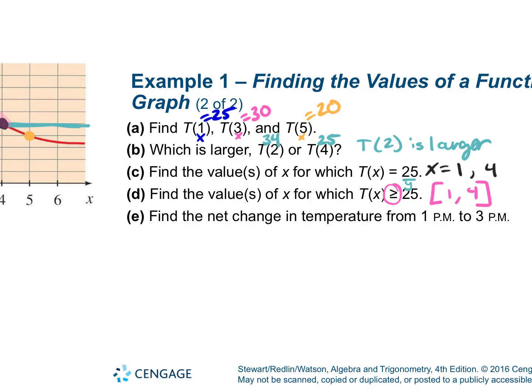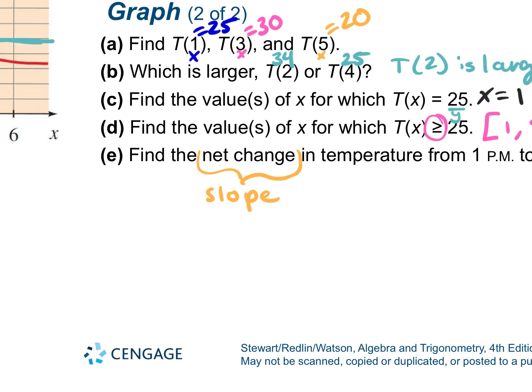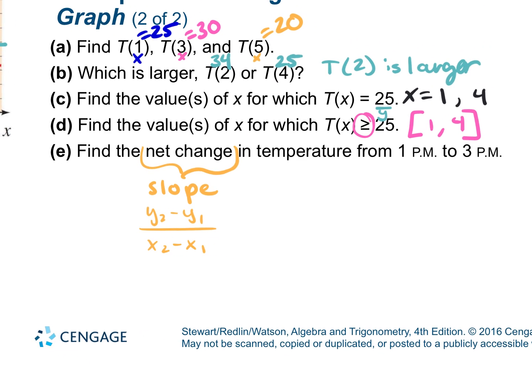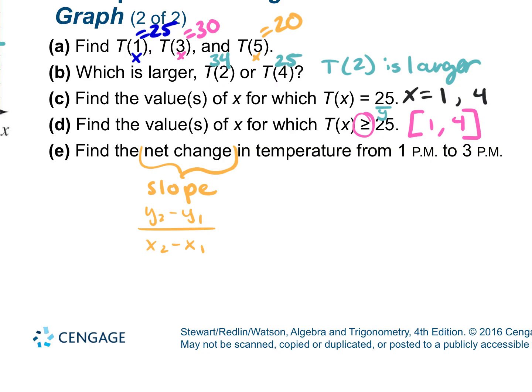For E, we want to find the net change in temperature from 1 to 3. So net change is slope. So we want to use our slope formula here. So y2 minus y1 over x2 minus x1. So it gives us the time. These are the x values. 1 is going to be x1 and 3 is x2. Now I need to find the corresponding y values to each of them. So I want to find what y1 is and what y2 is.